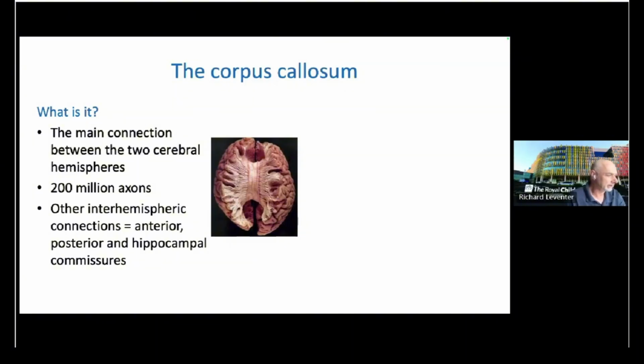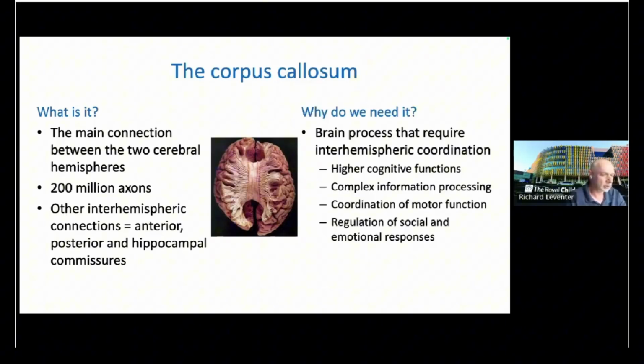I've obviously heard a bit about this. It's the main connection between the two cerebral hemispheres, made up of about 200 million axons, but important to remember that there are other smaller interhemispheric connections, the three commissures. Now, why do we need a corpus callosum? Well, obviously we need it for brain processes that require interhemispheric coordination. Some of those processes are higher cognitive functions, complex information processing, coordination of motor function, and importantly, regulation of social and emotional responses.